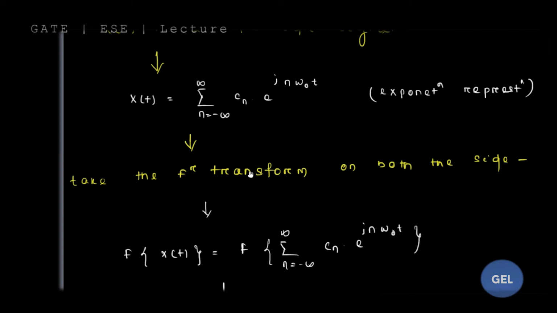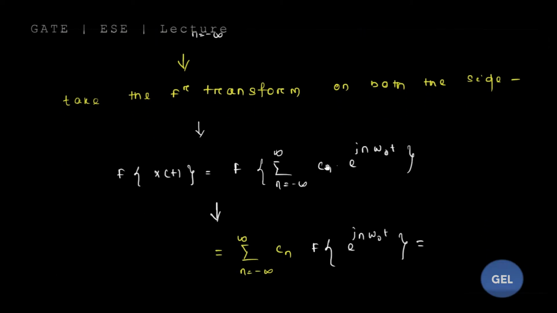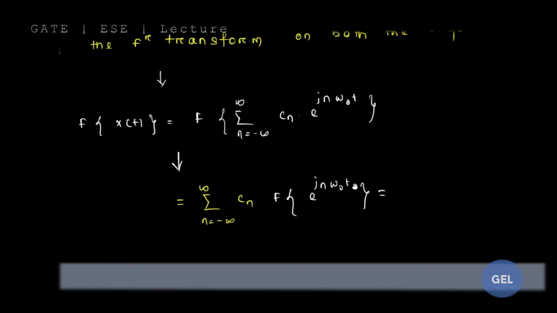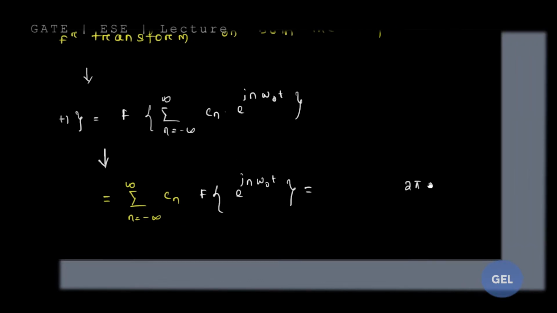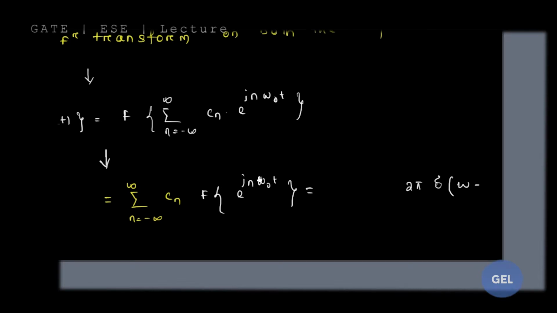Now if you do so, the summation and Cn, the Fourier coefficient, can come out, and this value can be separated, yes or no? Now for this part, we just calculated the Fourier transform of e to the power j n omega naught t. This value will be nothing but 2 pi del of omega minus n omega naught.